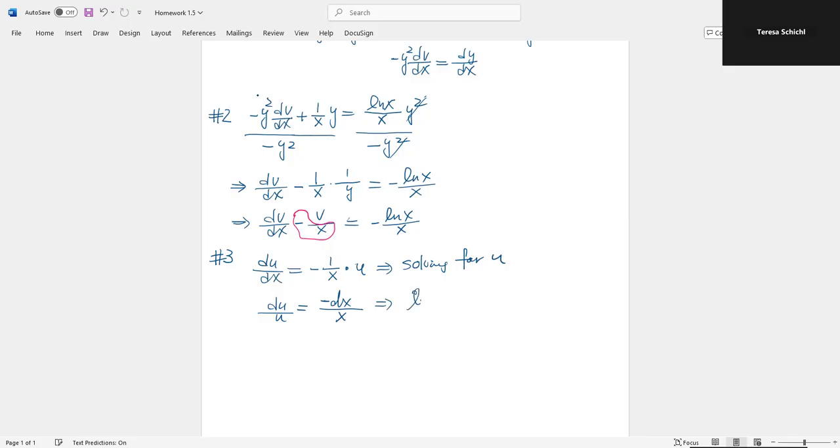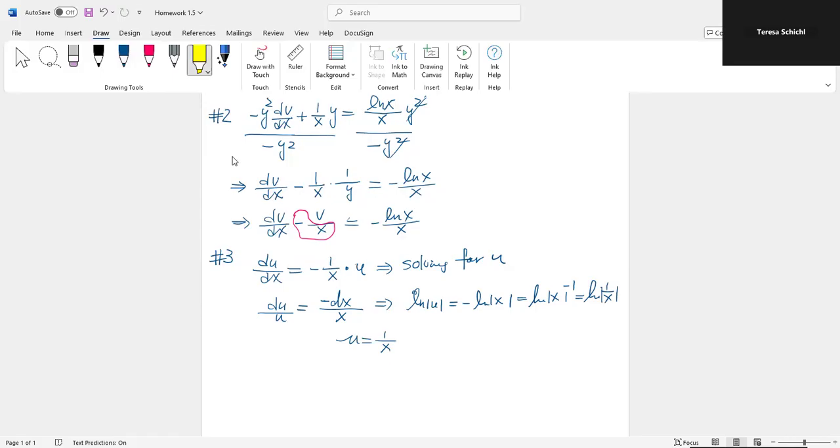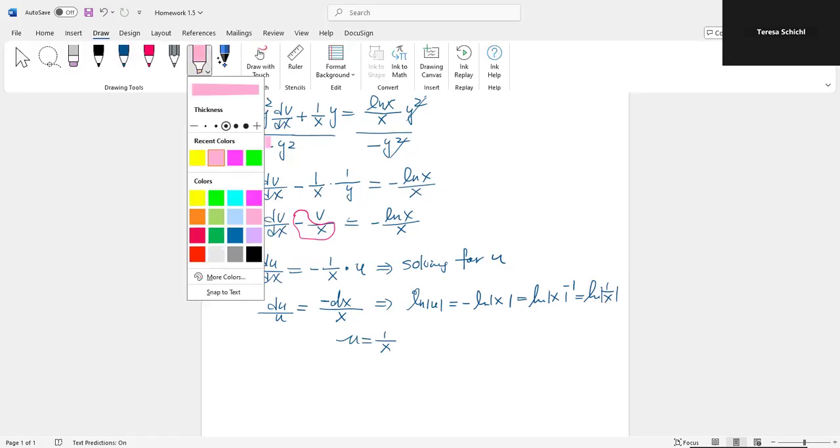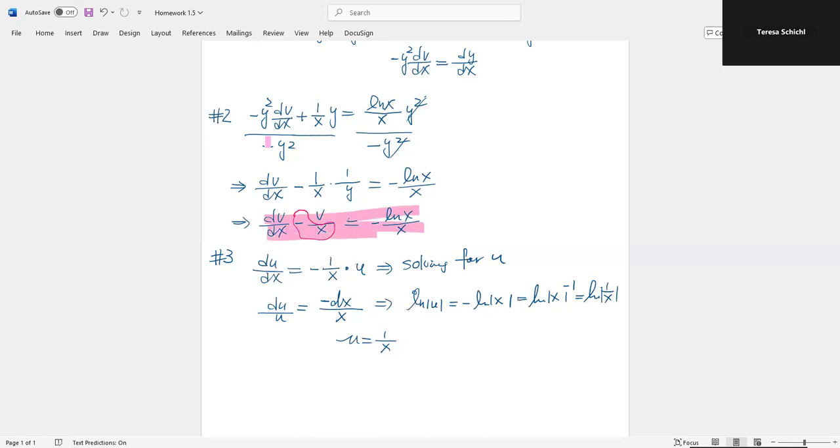I will get ln u equal to negative ln x. Then this negative sign you can put in front, so it becomes ln x to the negative 1, which is equal to ln of 1 over x, right? So that's how I get my integrating factor u equal to 1 over x. Let's highlight: this is my dv/dx, and this is my integrating factor.